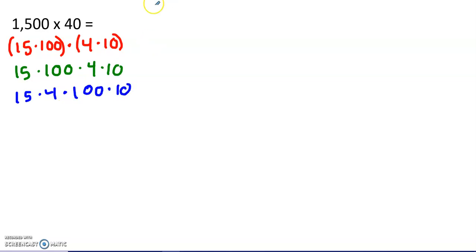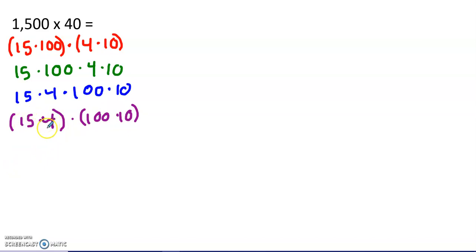Now I see I can even regroup these. And my associative property says I can regroup because I'm solely multiplying here. I'm not separated by any other operation. So I can put 15 times 4 in one parenthesis, and then I could put 100 times 10 in the other parentheses. Because remember, whatever is in parentheses, I have to do first. And I'm choosing to do 15 times 4 and 100 times 10 before I multiply them all together.